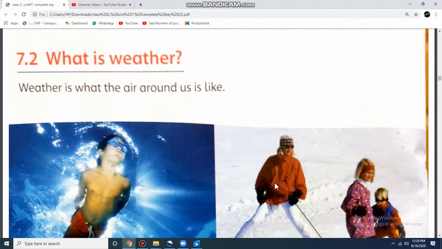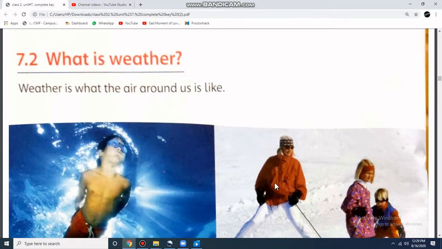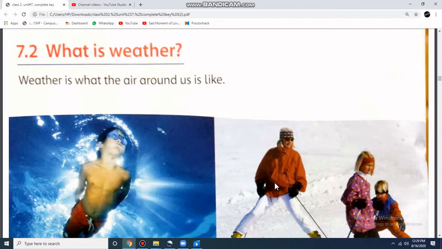7.2, what is weather? Now we will study about weather. Weather is what the air around us is like. What is weather? Weather is when we feel hot, when we feel cold, right? Okay, so it depends on air. Weather basically depends on air. If air is hot, then weather is hot. If air is cold, then weather is cold. If air is dry, then weather is cold. If air is still, then weather is hot.